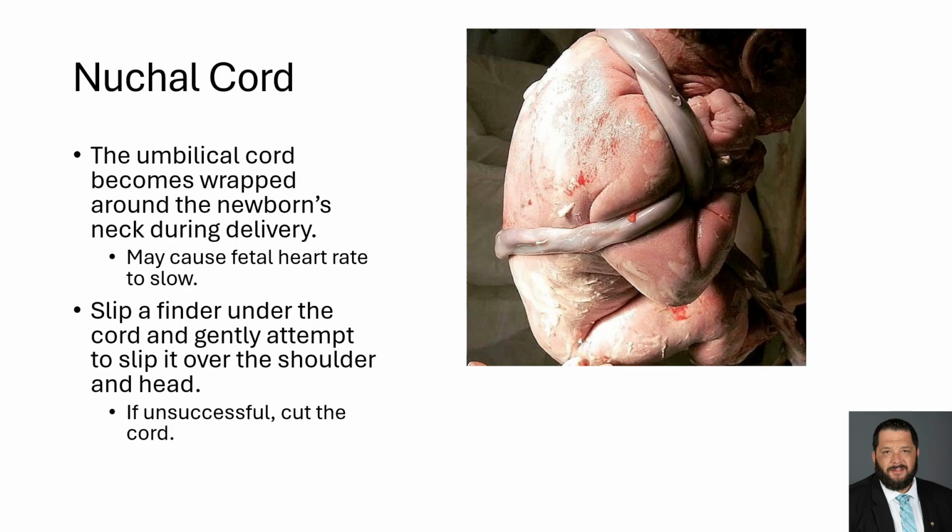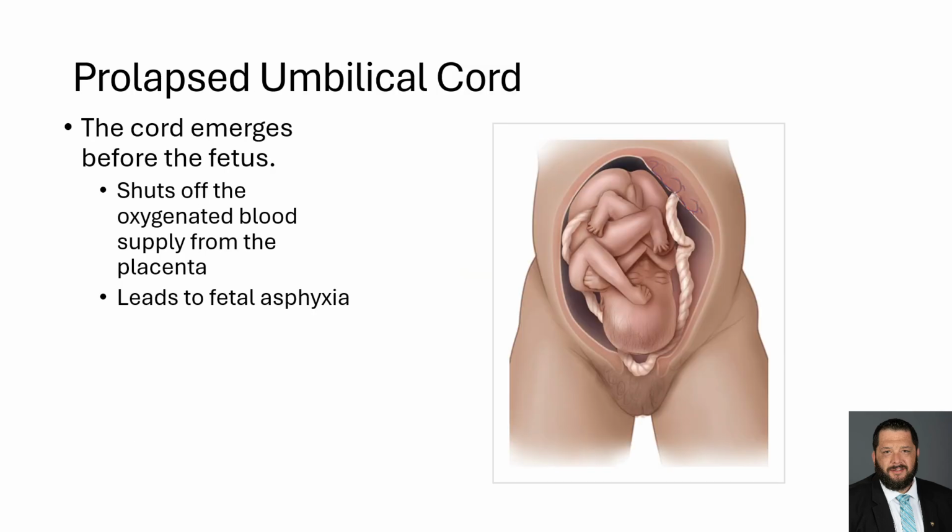If you're unsuccessful and you can't, or if there's a significant barrier to getting that cord over the neck, you can always clamp and cut the cord here. Just make sure that you're able to first suction the airway and prepare for fetal ventilation if needed, and make sure that delivery can proceed unencumbered once you cut the cord. A prolapsed umbilical cord is where the cord emerges before the fetus. This can be problematic as it can shut off oxygenated blood supply from the placenta and it can lead to fetal asphyxia.